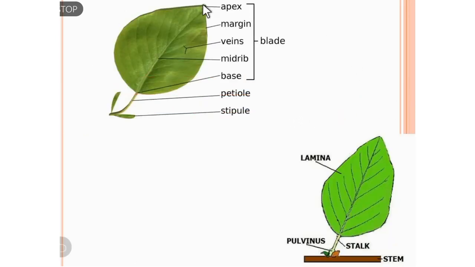Now suppose this is the leaf we are discussing. It has a base portion which contains a stalk, and this portion is known as a petiole, the stalk of the leaf, and the tip portion of the leaf is known as an apex, and this edge portion of the leaf is known as a margin. Now this flattened enlarged portion as a whole is known as a blade or lamina.